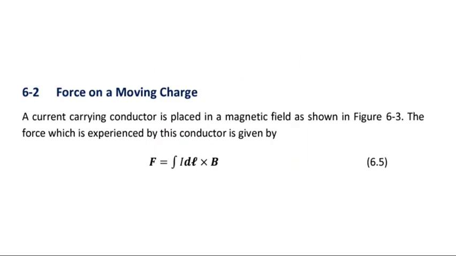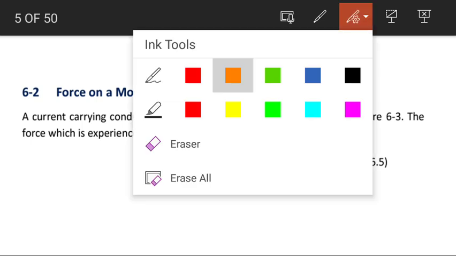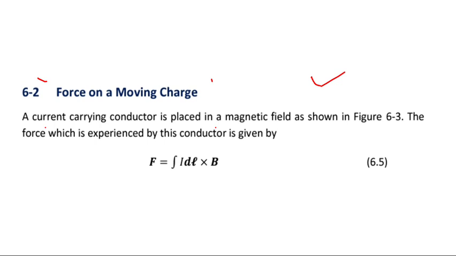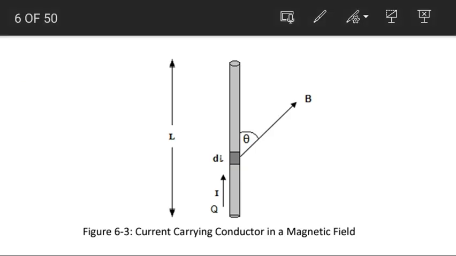Force on a moving charge. So let us discuss the force on a moving charge. We consider a current carrying conductor which is located in a uniform magnetic field, and the magnetic flux density of this uniform magnetic field is represented by B. We know that magnetic flux density is a vector quantity. This vector quantity will have a magnitude as well as direction.